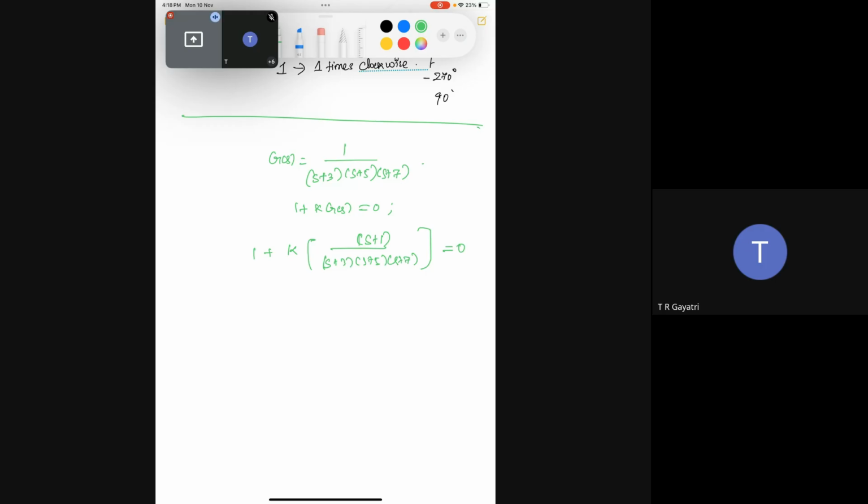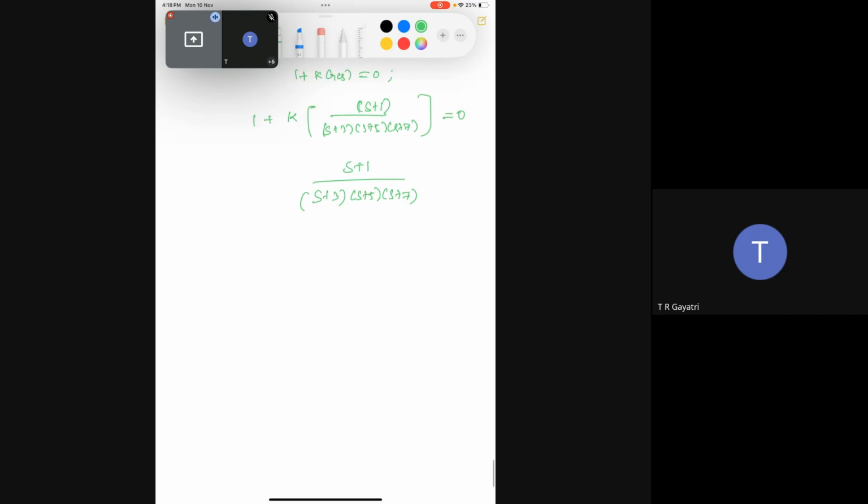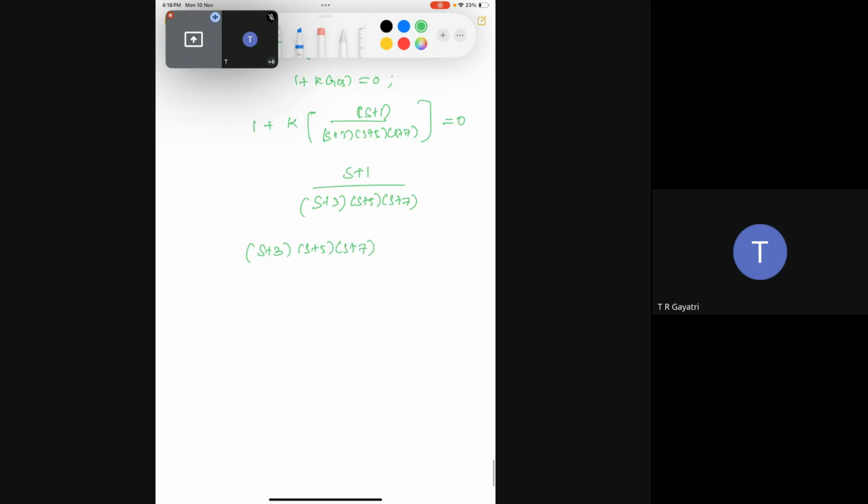The system is stable for all values of k. So how will you find the stability in root locus? It will be based on the Routh criterion, no, ma'am. Using Routh also you can say, if you do Routh-Hurwitz, it will be s plus 1 into s plus 3 into s plus 5 into s plus 7. So this becomes s plus 3 into s plus 5 into s plus 7 plus k into s plus 1 equal to 0.